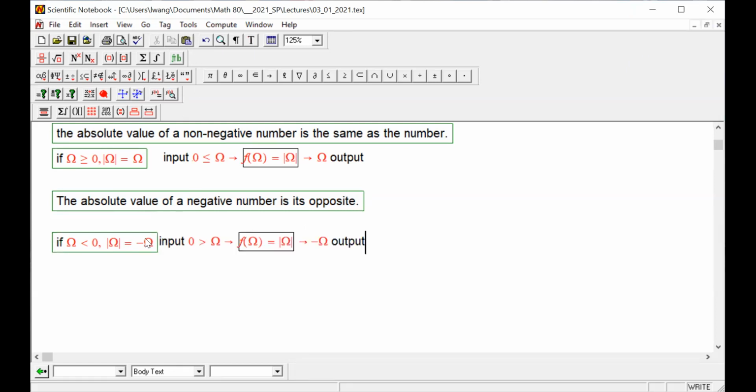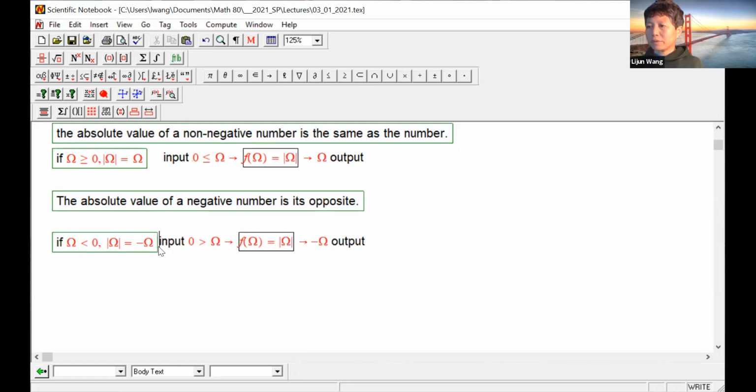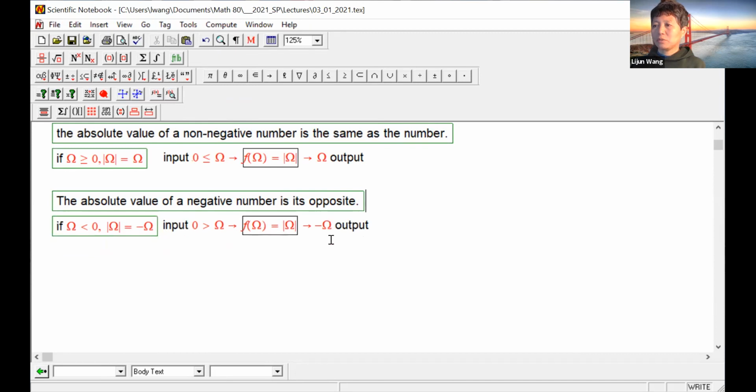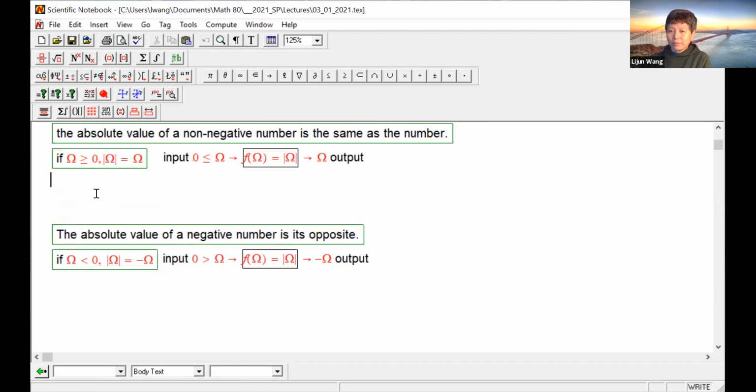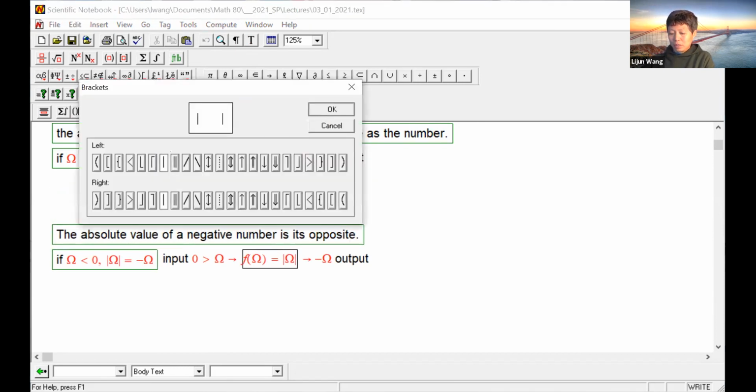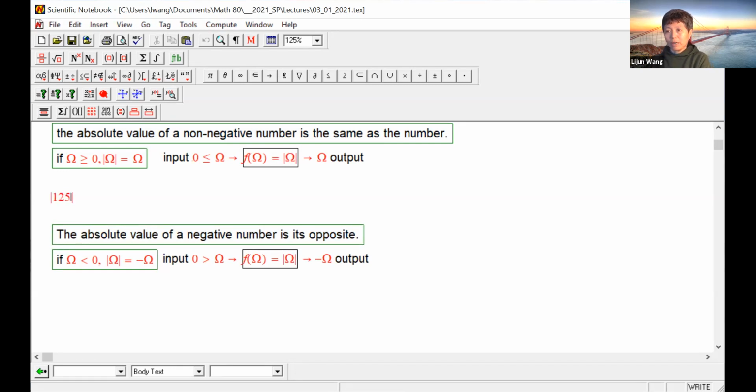Yes. Okay, so let's experiment with it. Let's practice using these words. Let's do a positive number example. That's easy, right? The absolute value of 125, because 125 is positive, so the absolute value of a positive number is the same as the number.